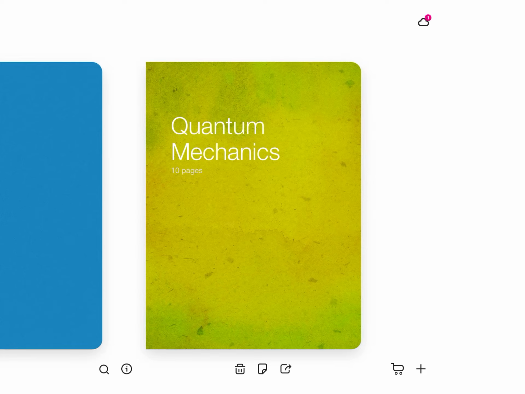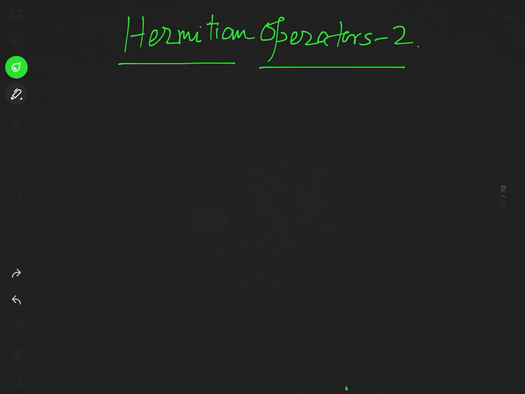In the second part of the lecture on Hermitian operators, now we will discuss some important problems to clarify the concept which we have studied in the first lecture. So let us start with some problems.